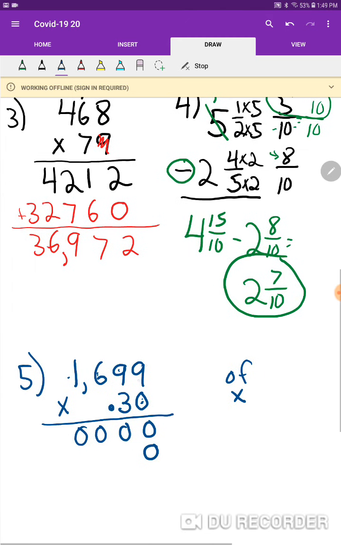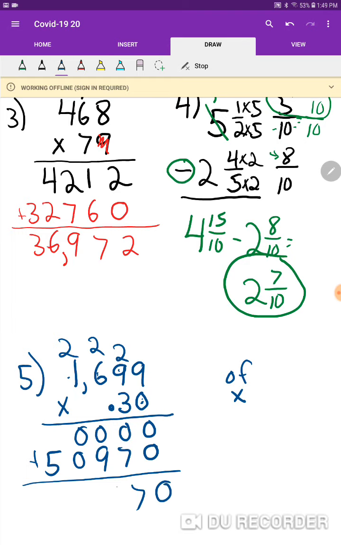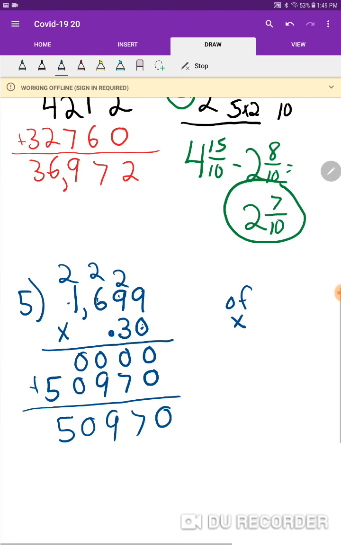3 times 9 is 27. 27 again, plus 2 is 29. Oh, my brain's warming up. 3 times 6 is 18, 19, 20. 3 times 1 is 3, plus 2 is 5. We add. We get 50,970. But we know the answer is not that. Brady's not going to save $50,000.